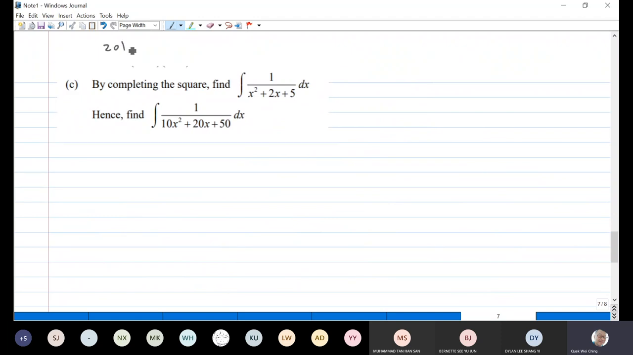S1. And this is 5. Oh no, it's 4c. Okay, 4c. First, it asks you to complete the square. Then after that, find the integral.